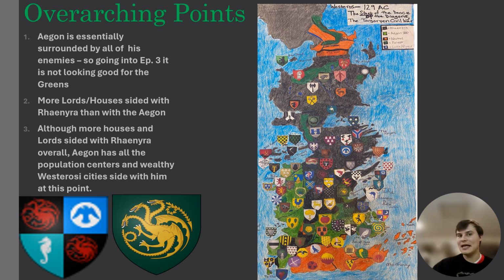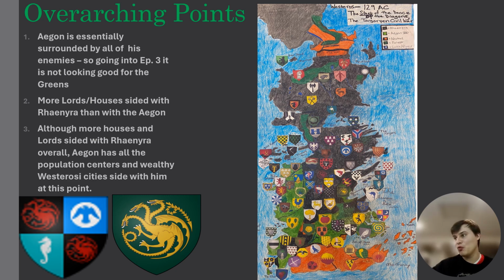I've been kind of crapping on Aegon, so let's get into more pro-Aegon, anti-Rhaenyra here. Although more houses and lords sided with Rhaenyra overall, even at this point, Aegon has all the population centers. He has King's Landing, Old Town, Castle Rock, Lannisport, and he has money in the Iron Bank and Bravos. And he has the Arbor, which is another very wealthy area. So Aegon has all the population centers and wealthy Westeros. These cities sided with him at this point.